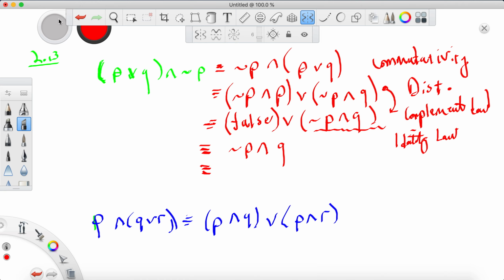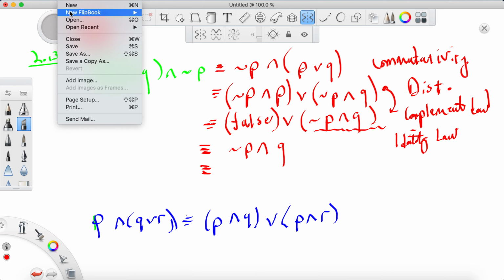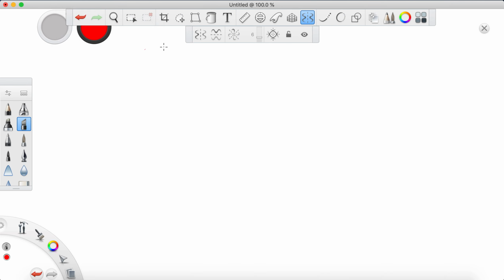Okay, so there are some supplementary problems at the end of the chapter, and I would like to go through a few of these really quick. Okay, we'll go through 2.17. This is kind of an experimental thing.